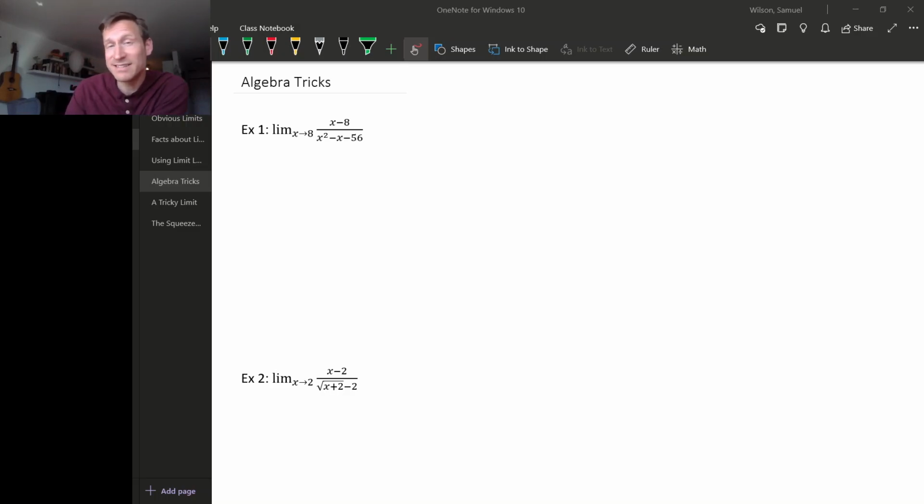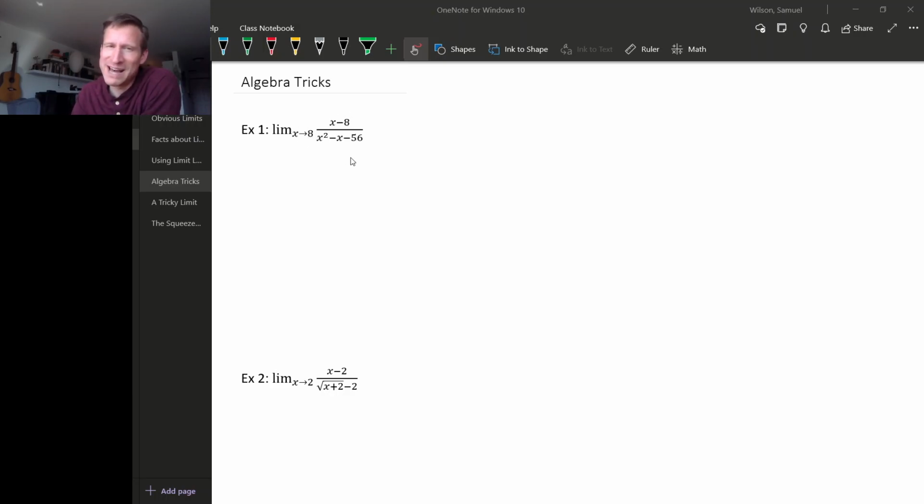There are a few nice algebra tricks that we can combine with the limit laws to calculate some tricky limits. So here are a few examples. For our first example, let's find the limit as x goes to 8 of (x minus 8) over (x squared minus x minus 56). This is one of those tricky examples where if you just tried to plug in 8 for x, you'd actually get 0 over 0.